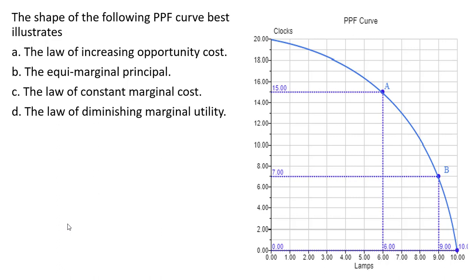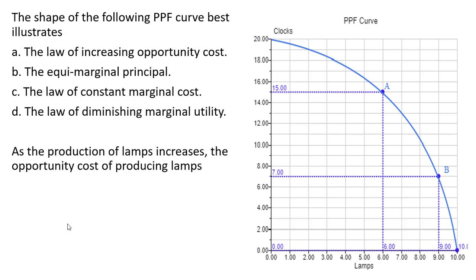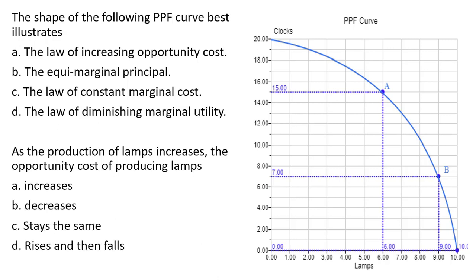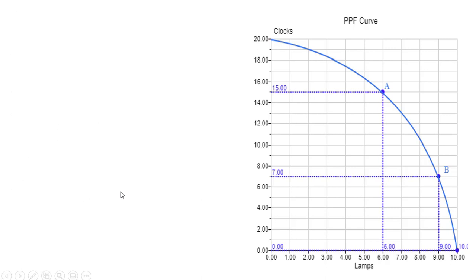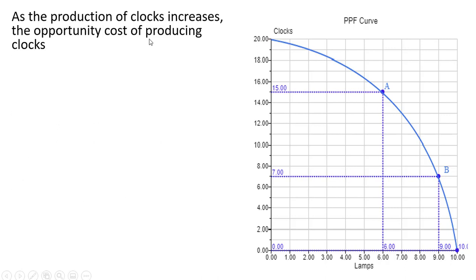As the production of lamps increases, the opportunity cost of producing lamps, A, increases. This is, again, the law of increasing opportunity cost. So answer choice A is correct here. As the production of clocks increases, the opportunity cost of producing clocks will increase. Again, the law of increasing opportunity cost. Producing more and more units of one good comes at a higher and higher opportunity cost.